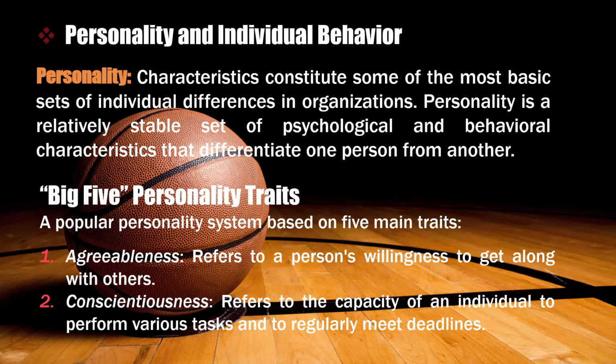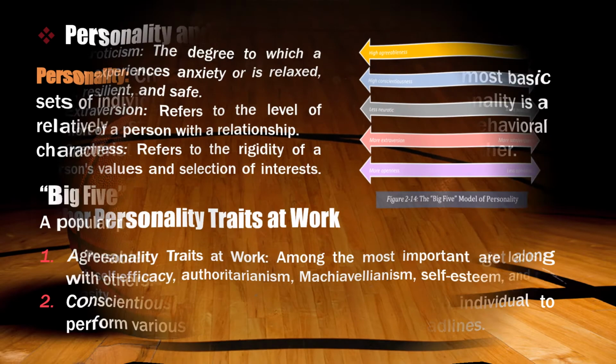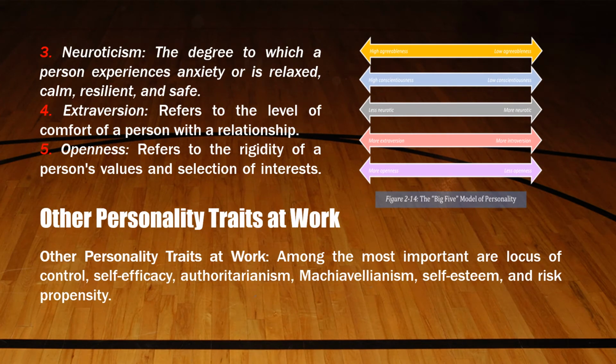Agreeableness refers to a person's willingness to get along with others. Conscientiousness refers to the capacity of an individual to perform various tasks and to regularly meet deadlines. Neuroticism is the degree to which a person experiences anxiety or is relaxed, calm, resilient, and safe. Extroversion refers to the level of comfort of a person with relationships. Openness refers to the rigidity of a person's values and selection of interests.